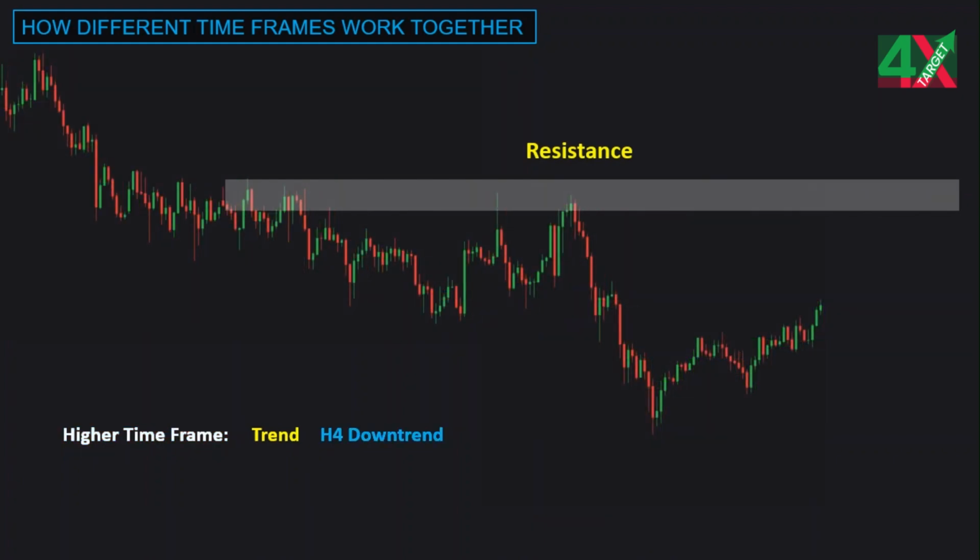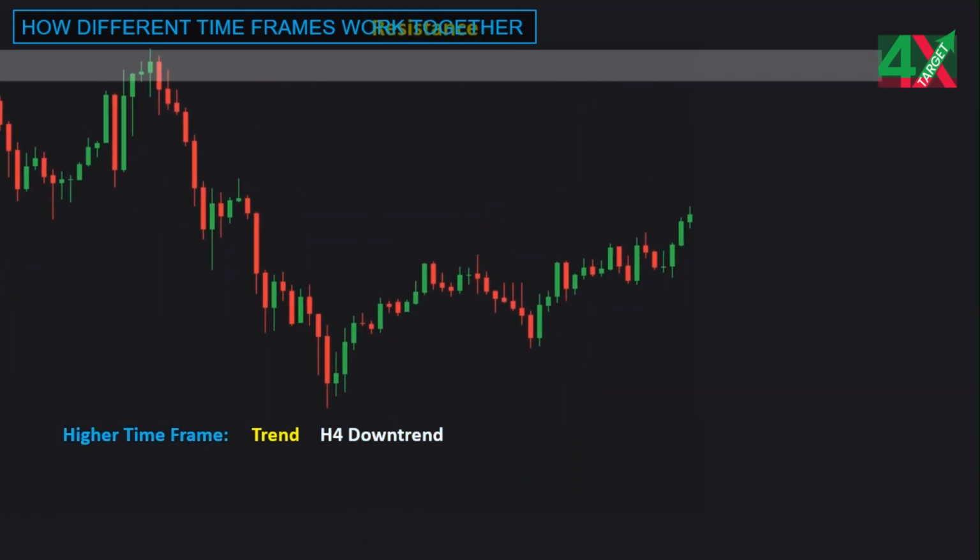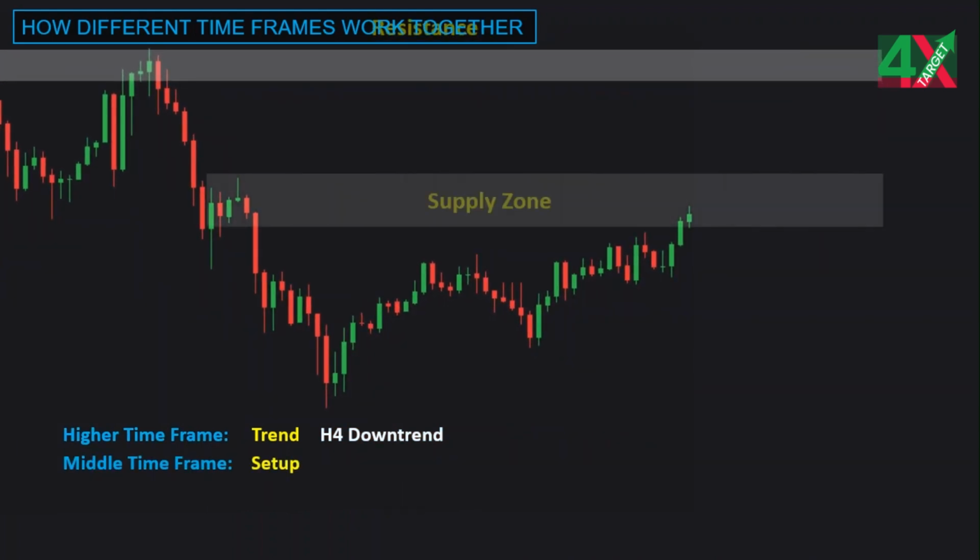Then comes the middle time frame, which acts as the bridge between the higher view and the execution. This is where you look for trade setups. You'll observe whether price is respecting the key levels you marked on the higher time frame. It's also where patterns like pullbacks, consolidations, flags, or supply and demand zones become more visible. This time frame helps you pinpoint the area of interest, the zone where you may be looking to take a trade.